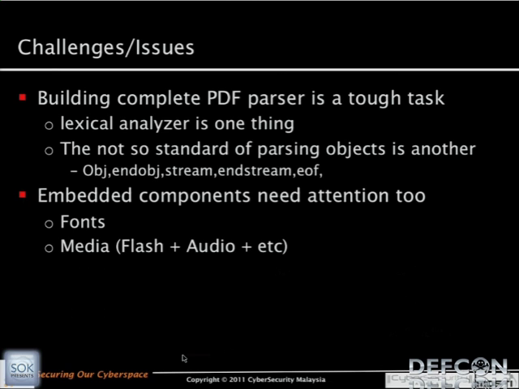I would say building a complete PDF parser is a very tough task. Having a lexical analyzer is one thing, but parsing non-standard objects is another. Embedded components also need attention, like fonts. How many exploits are leveraged on fonts? Recently on iOS, JailbreakMe 3 also starts from a font, right? And of course media, Flash, audio, and so on are also main problems to address within the PDF parser or PDF analyzer.